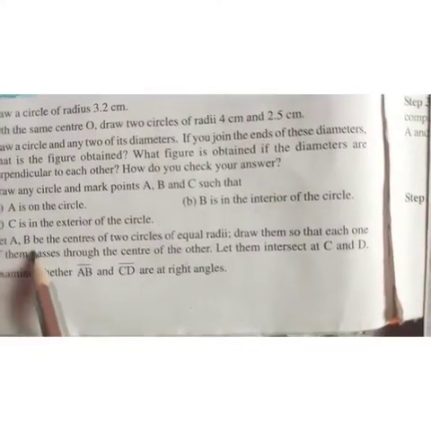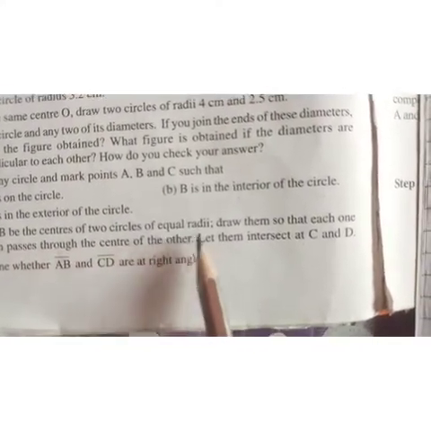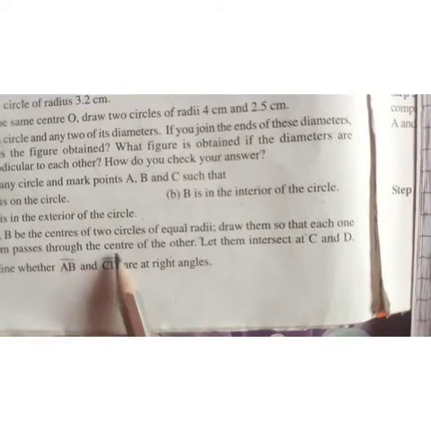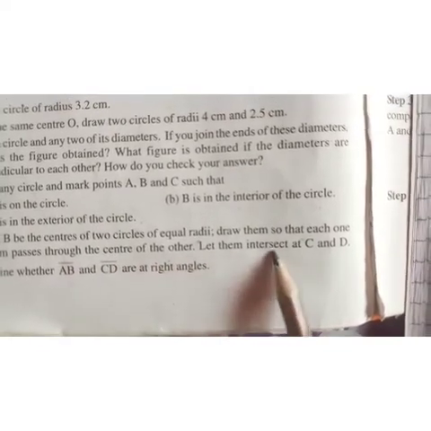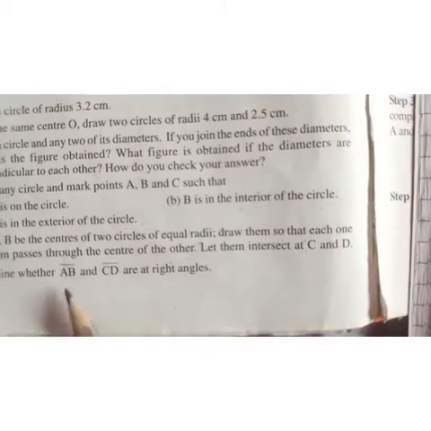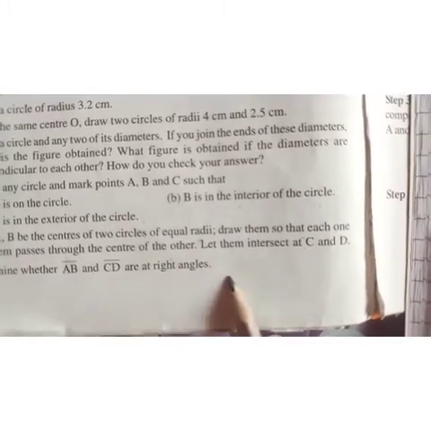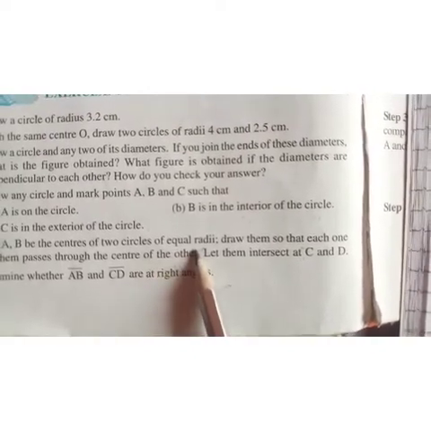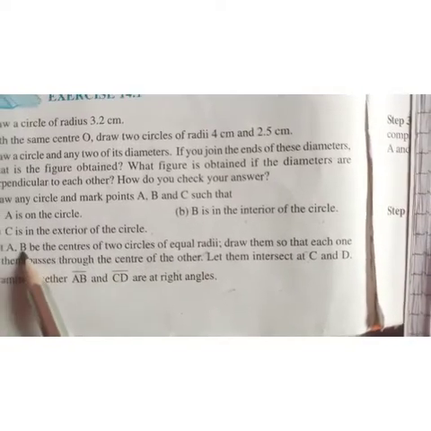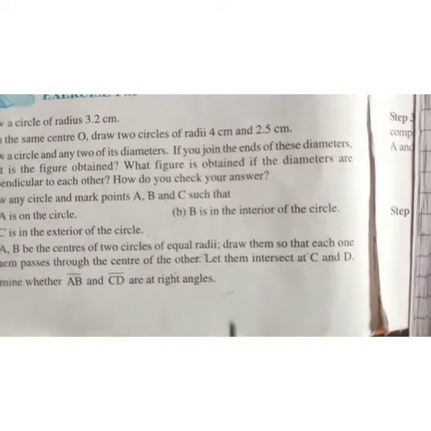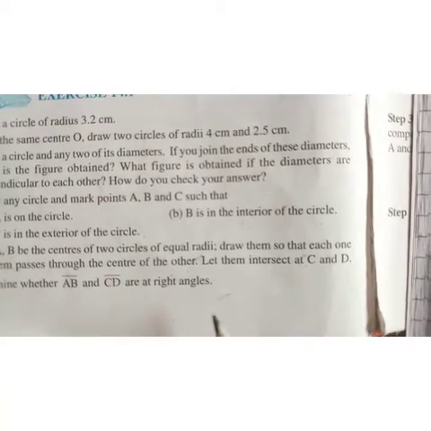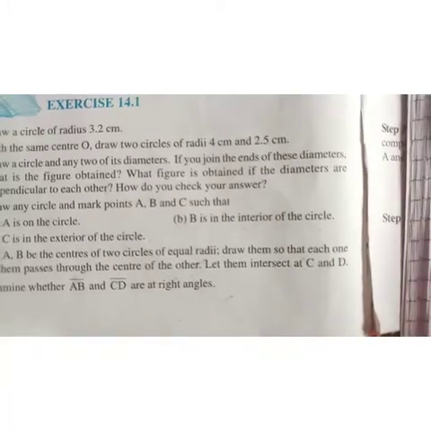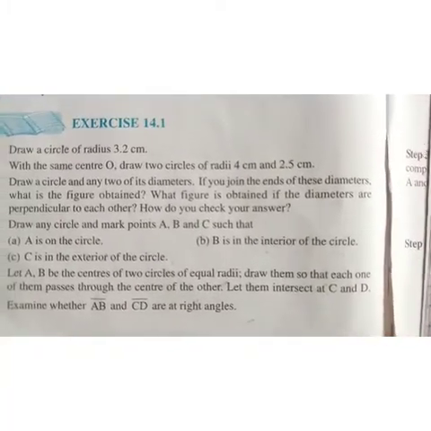Let A, B be the centers of two circles of equal radii. Draw them so that each one of them passes through the center of the other. Let them intersect at C and D. Examine whether AB and CD are at right angles. So children, you have to draw two circles of equal radii and mark the centers of these two circles as A and B. And when you draw the circles, you have to make sure that the center of one circle passes through the other circle.